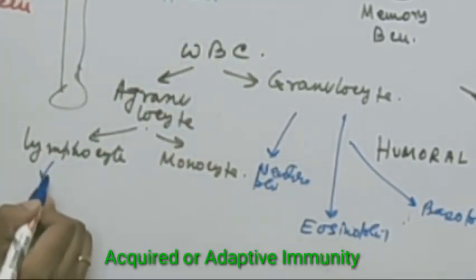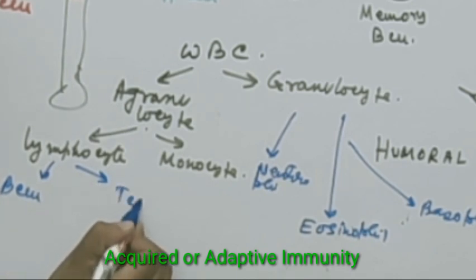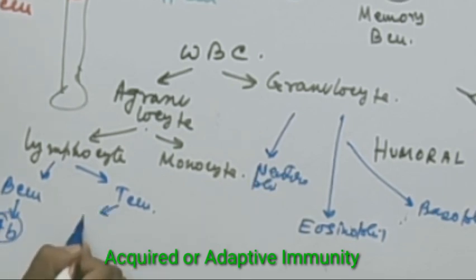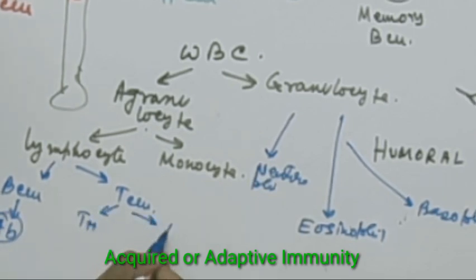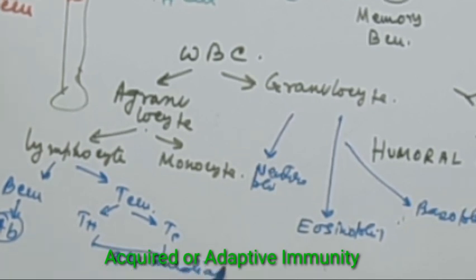So lymphocytes are of two types, the B cell and T cell. B cells produce antibody, and T cells are of two types, helper T cell and cytotoxic T cell, and they function as cell-mediated immunity.